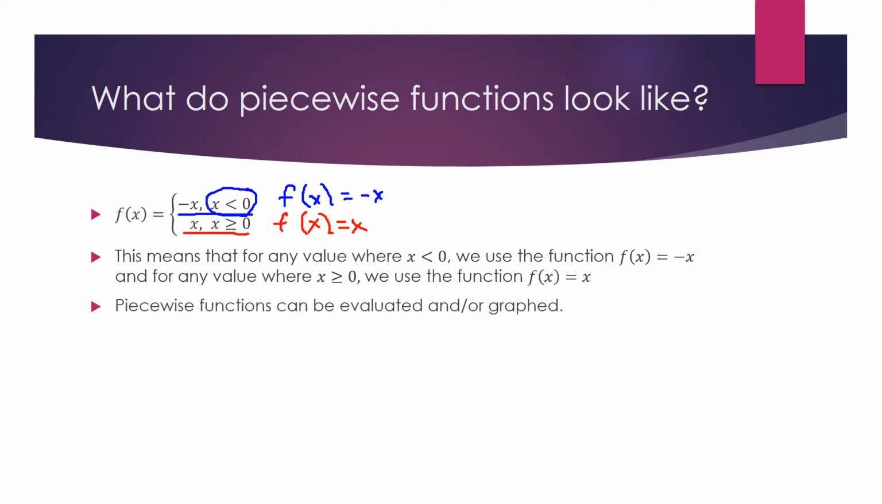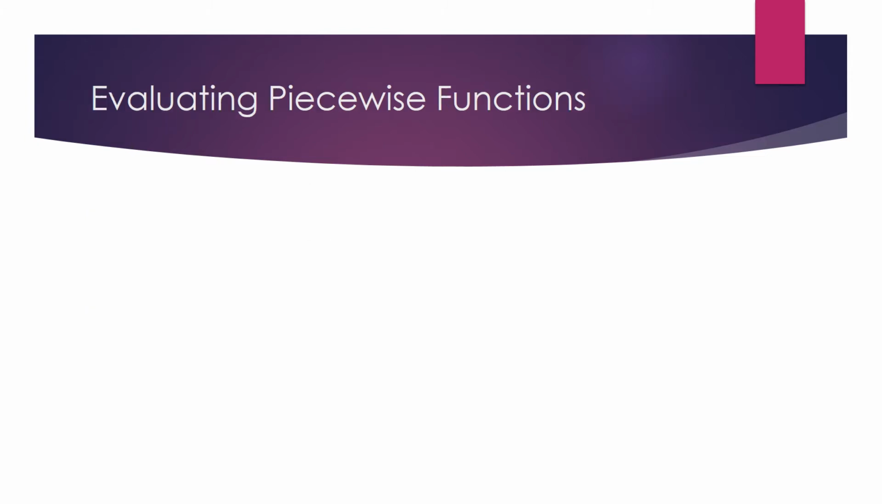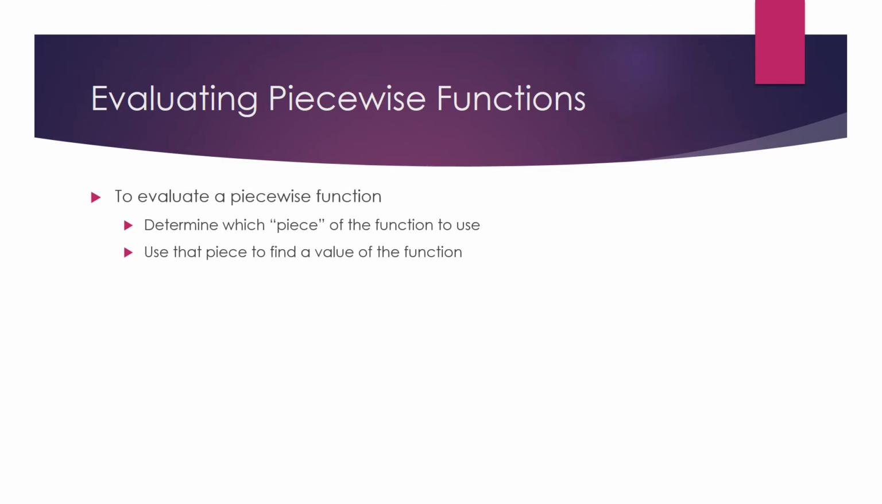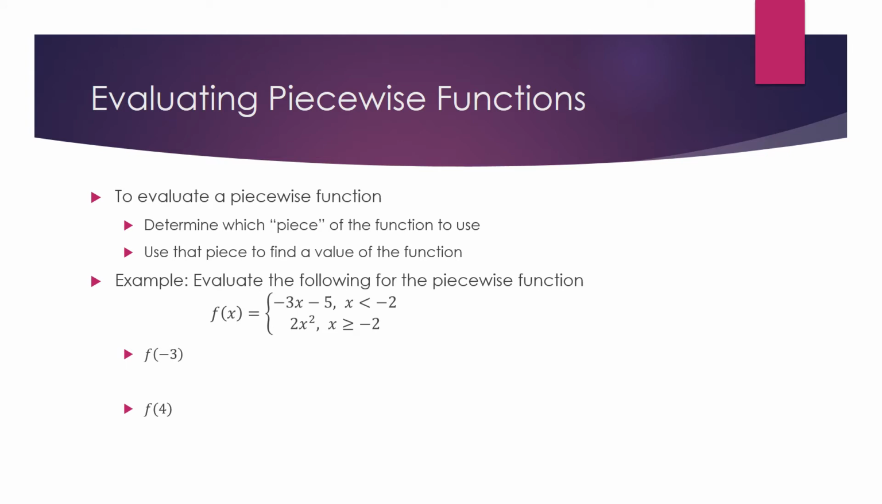The two things that we can do with piecewise functions are evaluate them and or graph them. Let's take a look at how we can evaluate piecewise functions. To evaluate a piecewise function, the first thing you want to do is determine which piece of the function that you want to use. Which of the subfunctions are you going to use for the particular value that you're given? Next, use that subfunction or piece to find the value of the function. Let's do a guided example.